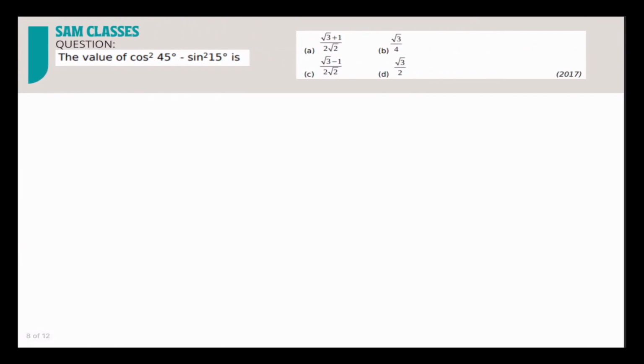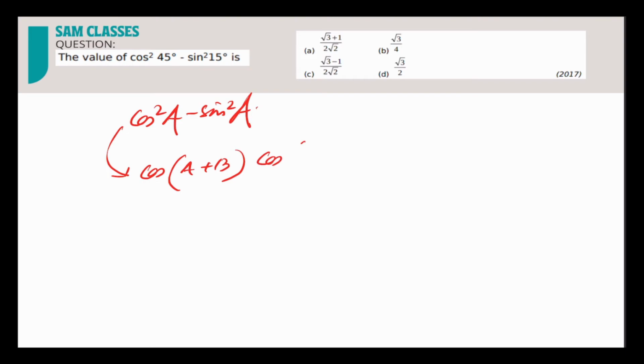Now in this question, we need to keep in mind the formulas. Okay, so what is the formula? Cos square A minus sin square A. What is the formula, student? If you remember, put it in the comment section. That is nothing but cos of A plus B into cos of A minus B. Correct. So the moment you know this, the question is done, correct? A lot of people will say, sir, I know the answer.